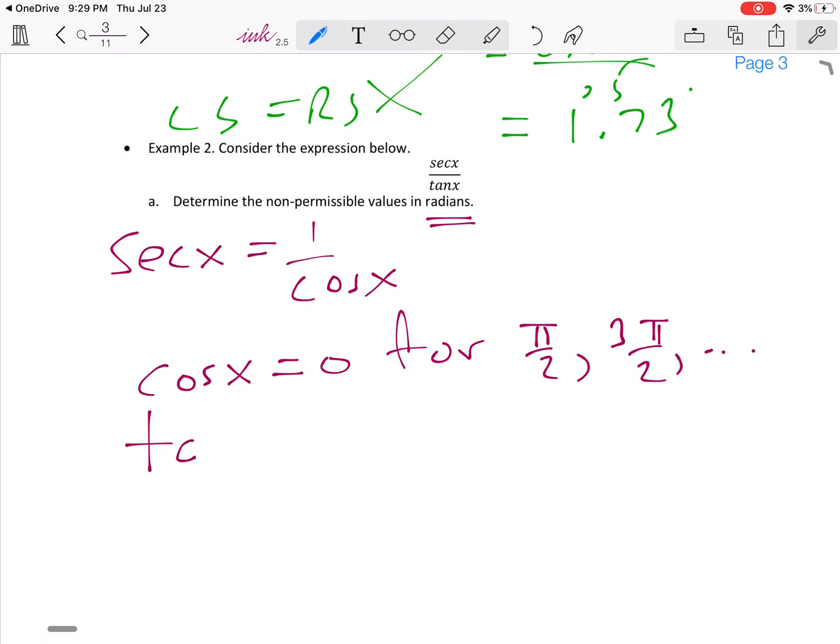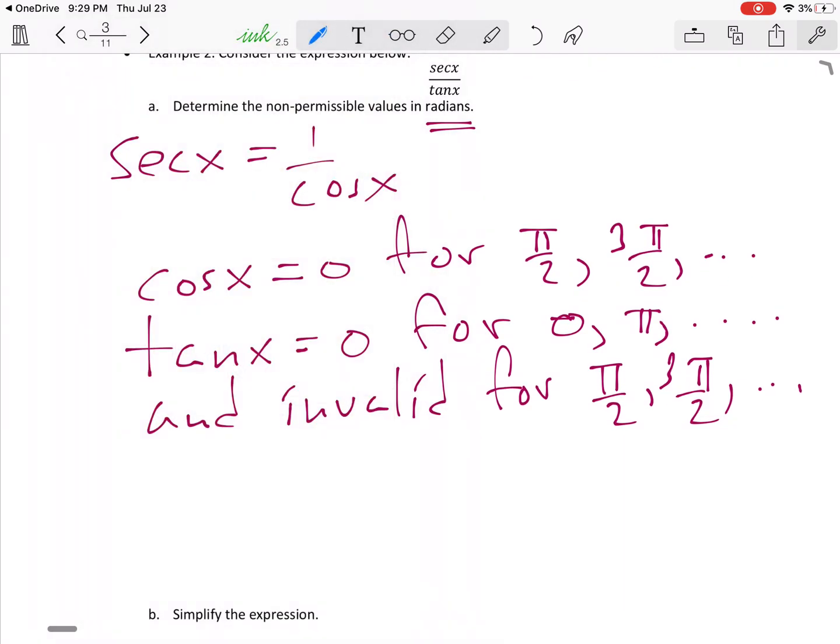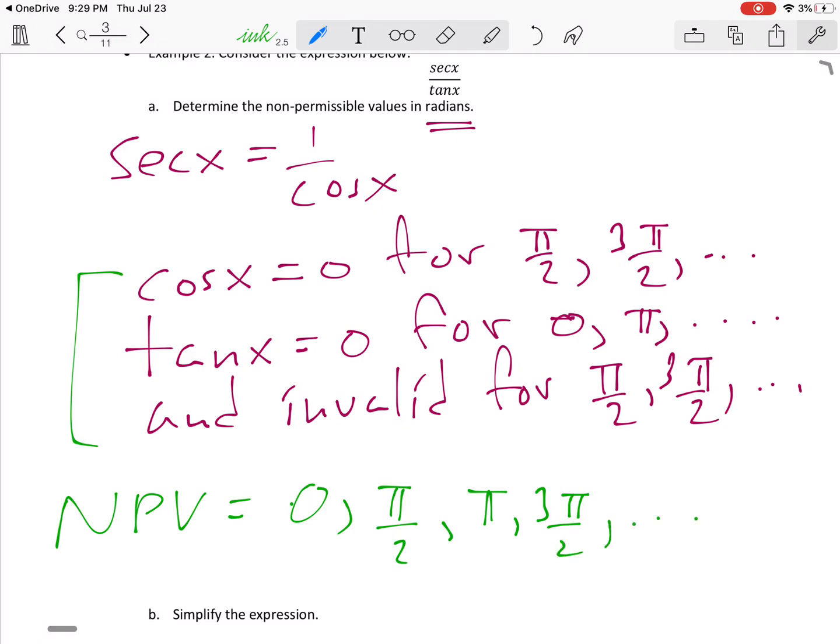Okay, and then tan x at the bottom there. So again, it's 0 for 0, pi, 2 pi, 3 pi, and so on, and it's invalid. So again, these are your vertical asymptotes for pi over 2, 3 pi over 2, and so on. Okay, so again, just combine all these different non-permissible values into one general expression. So the pattern we have here is 0, pi over 2, pi, 3 pi over 2, and so on. And so you can write this as pi over 2 times n.